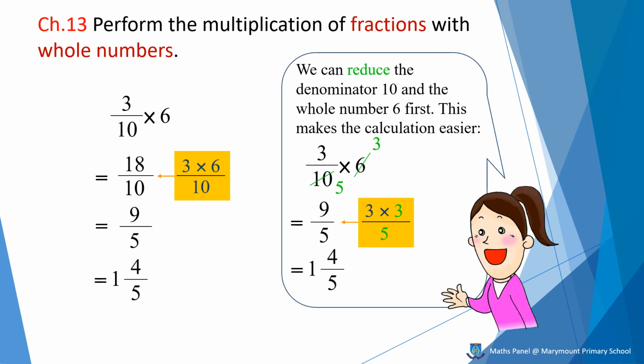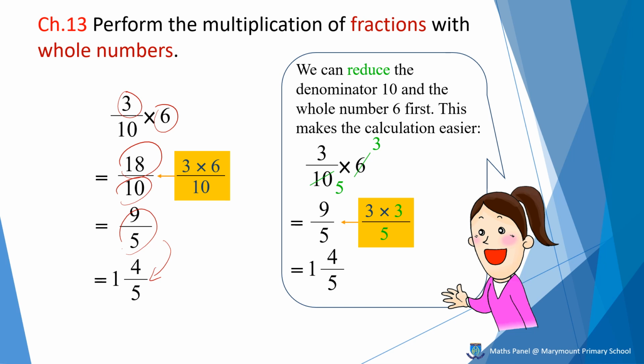So have a look at this example, which is about how to reduce the fraction. At the left-hand side, it is 3 over 10 times 6. If we calculate 3 times 6, which is equal to 18, right? And the denominator 10 remains unchanged. Reduce the fraction into 9 over 5 and change it into 1 and 4 over 5, the mixed number.